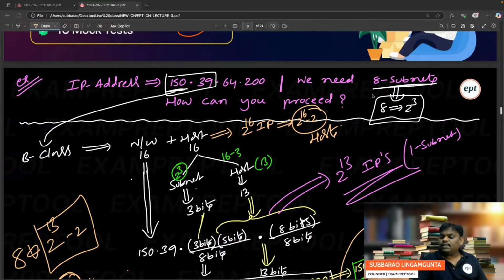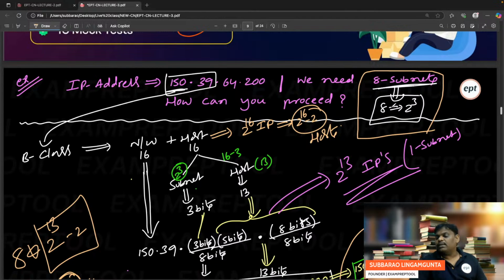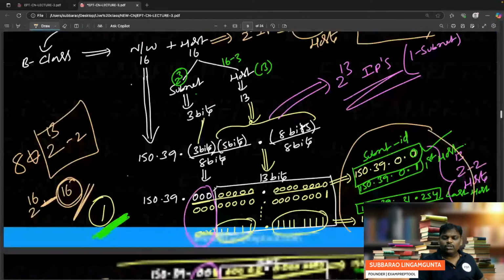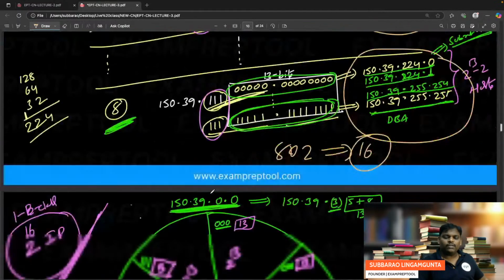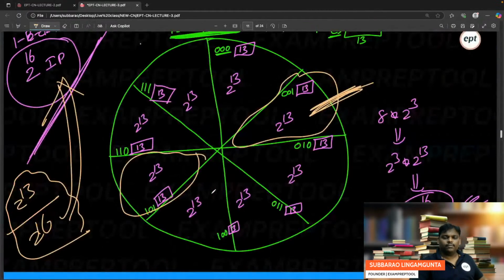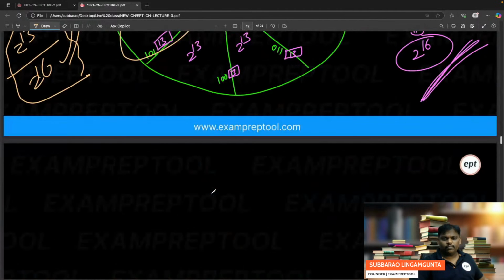Someone is asking why 3 bits for subnet. See, you want 8 subnets. If you want 8 subnets, 8 can be written as 2 cube. So to represent 8 subnets, 3 bits are required: 000 to 111, subnet 1, subnet 2, subnet 3, and so on, up to subnet 8.